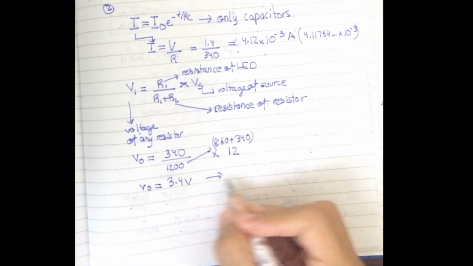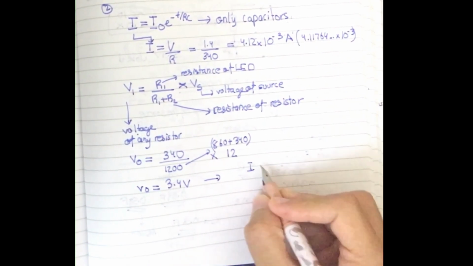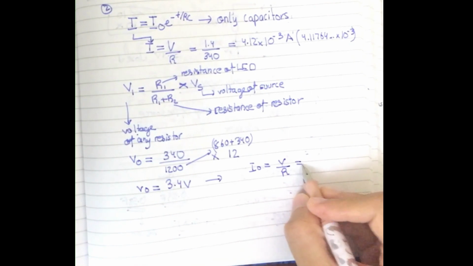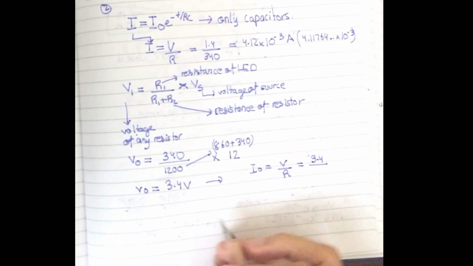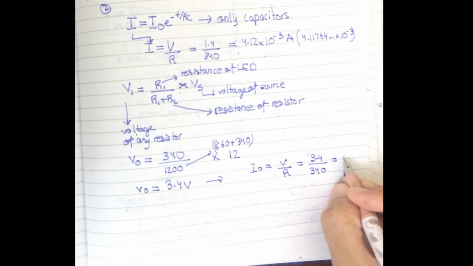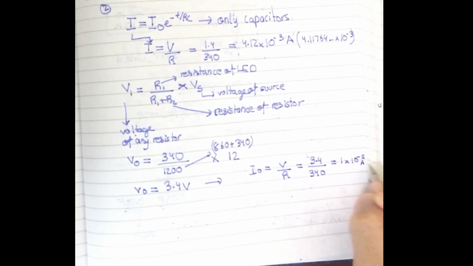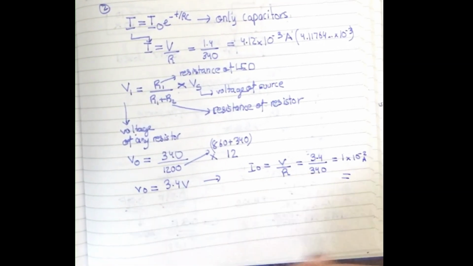Now we will convert it into current, for current initial. So current initial is equal to V by R. We have this V, the initial V for the LED, which is 3.4, and we have the resistance of the LED, which is 340. So we get 1 times 10 raised to power minus 2 amps, right? We get this current.